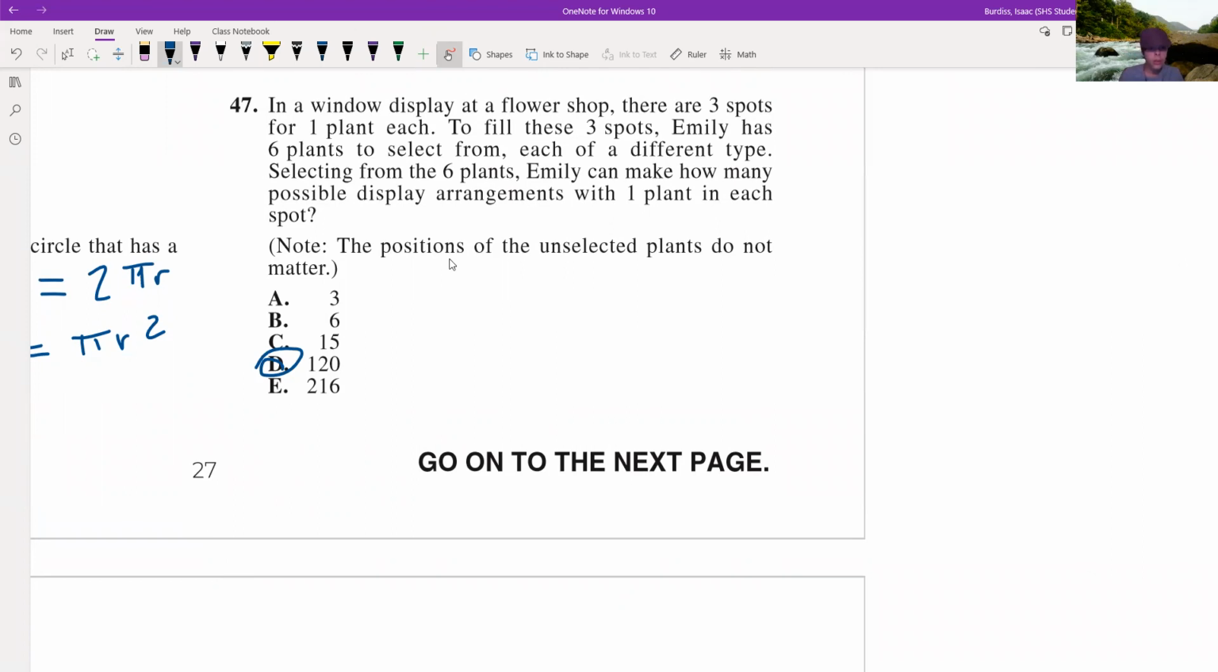Okay, so it's saying there's 3 spots for one plant. So 3 spots for one plant each. Only one plant can be in that. Emily has 6 plants to choose from, and they're all different. Selecting from the 6 plants, how many possible arrangements could she make? And the answer is 120. What I assumed is that you would do 6 cubed, and I chose 216. Because I thought that you did the number of things times the possible arrangements, or to the power of.